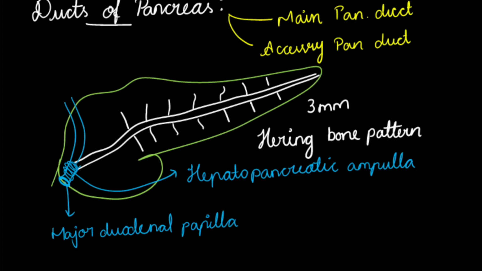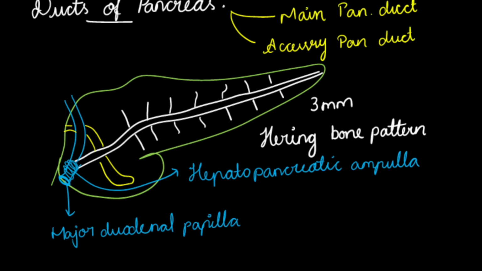And next comes our accessory pancreatic duct, which is also called the accessory pancreatic duct of Santorini. It arises from the lower part of the head of pancreas like this. And here this opening is called the minor duodenal papilla.